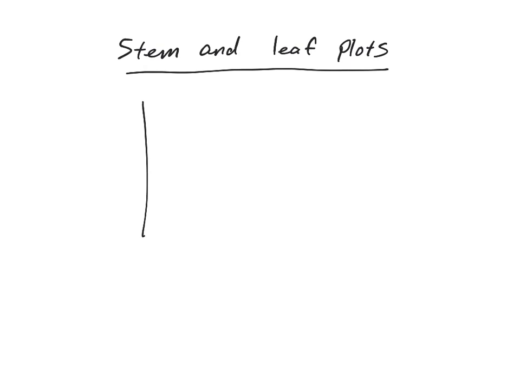Generally, they are used with kind of a T-chart, and you have your stem on one side and your leaves on the other. Stems are going to be the bulk of the number. The leaves are literally just the last digit of the number you're looking for.